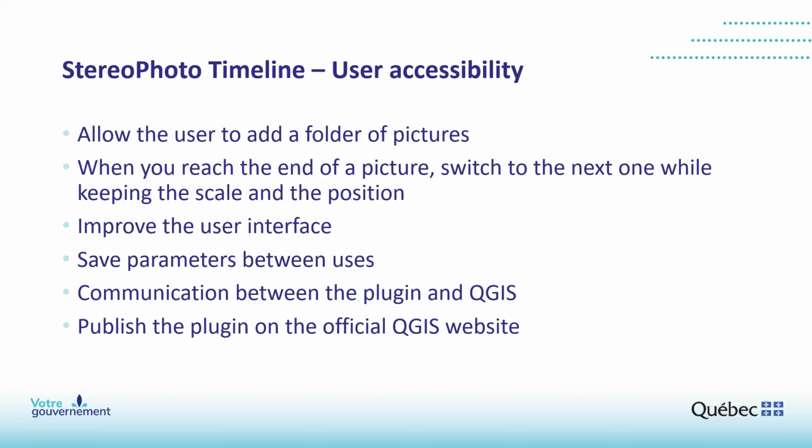So in the past, we allowed a folder of pictures, so the user can add as many pictures as he wants, and you can move around between each pair of pictures. When you reach the end of a pair, the plugin loads you immediately to the next picture while keeping the scale you were viewing and the position you were at. So it's for user accessibility, it's necessary because it keeps the flow going. The flow is always maintained.